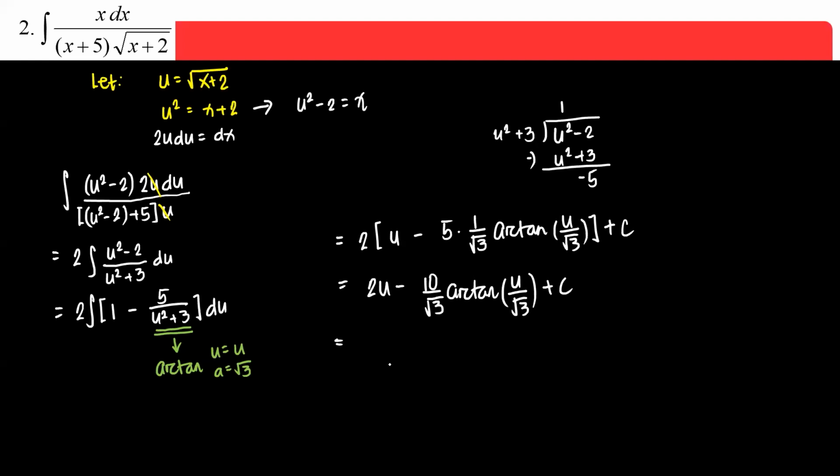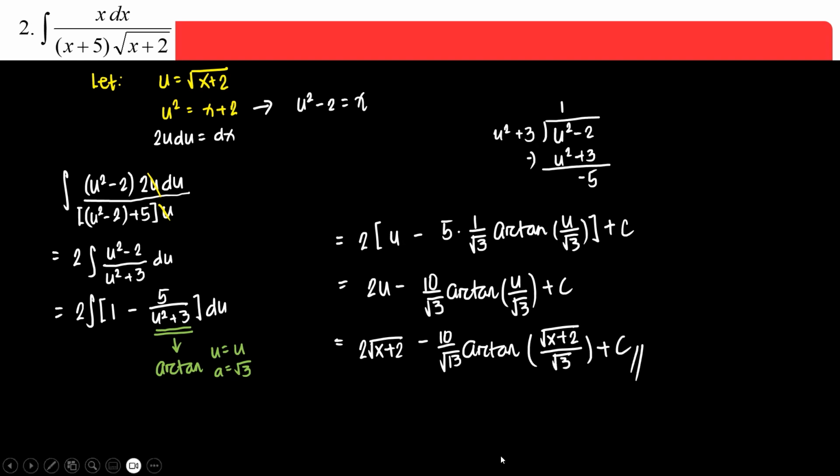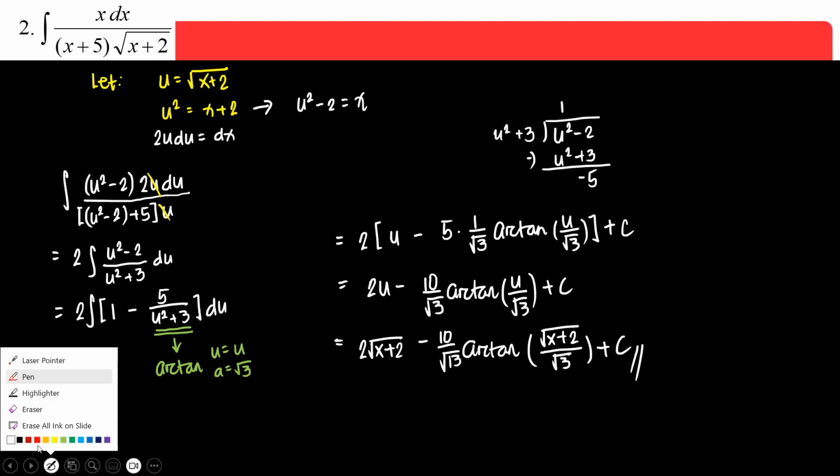It's in terms of x. So let's bring it back. 2 square root of x plus 2 minus 10 over square root of 13 arctan of square root of x plus 2 all over square root of 3 plus c. Some of you might ask, should you simplify this as 10 square root of 13 over 13. And then can you simplify this? That's 3.